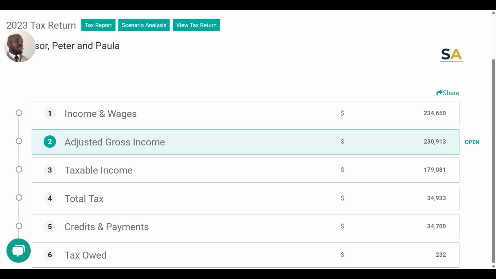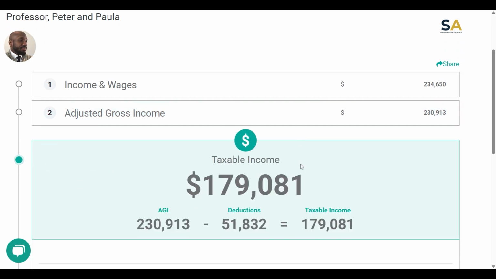Below the line deductions, unfortunately, are limited by how much you make, right? That's why it's below the line. It's going to be based off your AGI, right? So whatever your AGI is will limit the amount of deductions that you can claim for those deductions that are below the line. So let's look at some of them that they have, right?